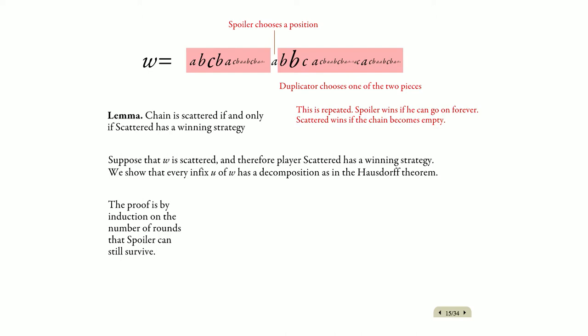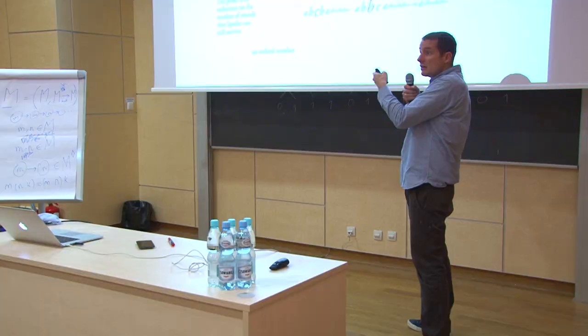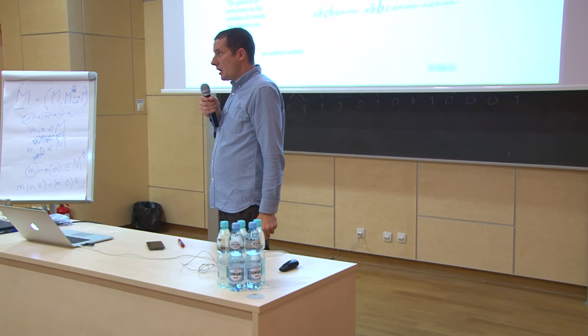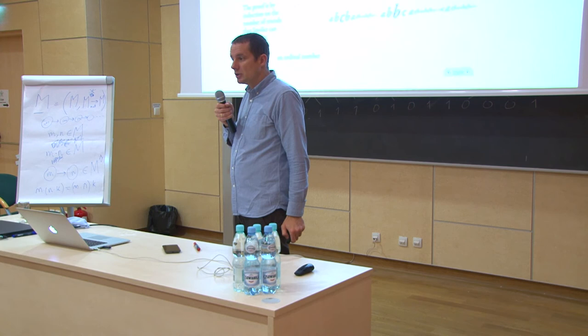So we have this scattered chain, okay? And we know that there's some ordinal number. So in the game, is this a transfinite game or not? A transfinite game? No, the number of rounds is omega. Number of rounds is omega. Yeah. Okay. Here you say ordinal number.